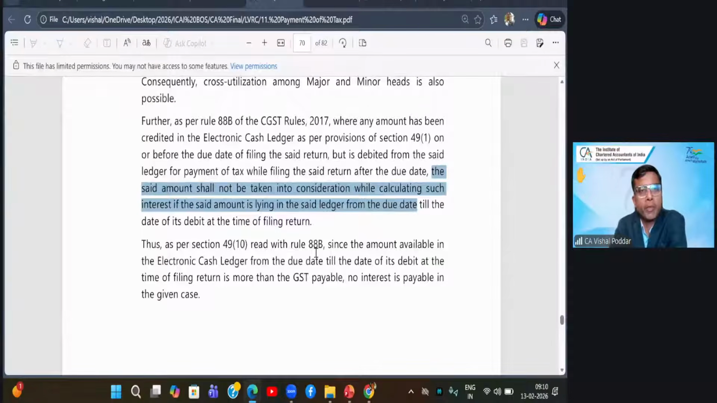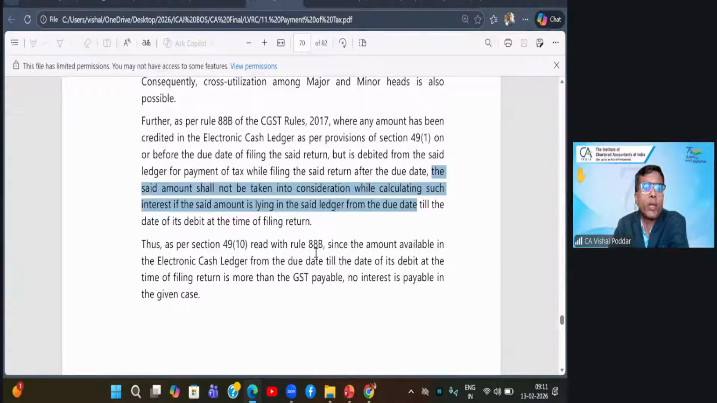So what is this language meaning? It simply means whatever amount is already lying in your cash ledger, we will not take into consideration. In simple words, that much amount will be reduced from your liability, and you have to pay interest on the balance liability.